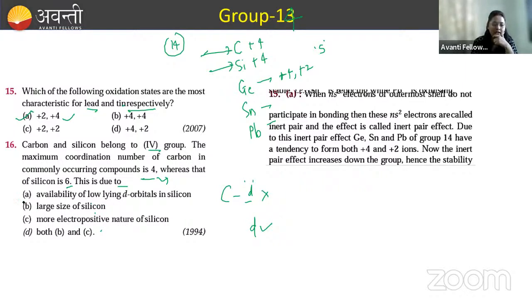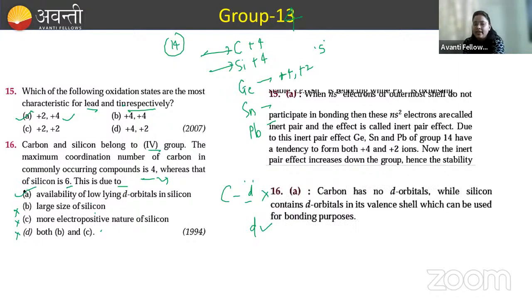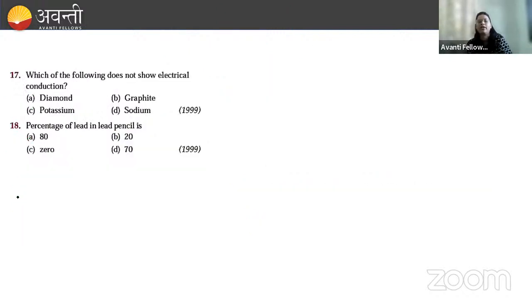So both B and C are not the reason, because there is availability of vacant d orbitals in its valence shell, which can be used for the bonding purpose. Right, guys? Any doubts regarding this? Right.